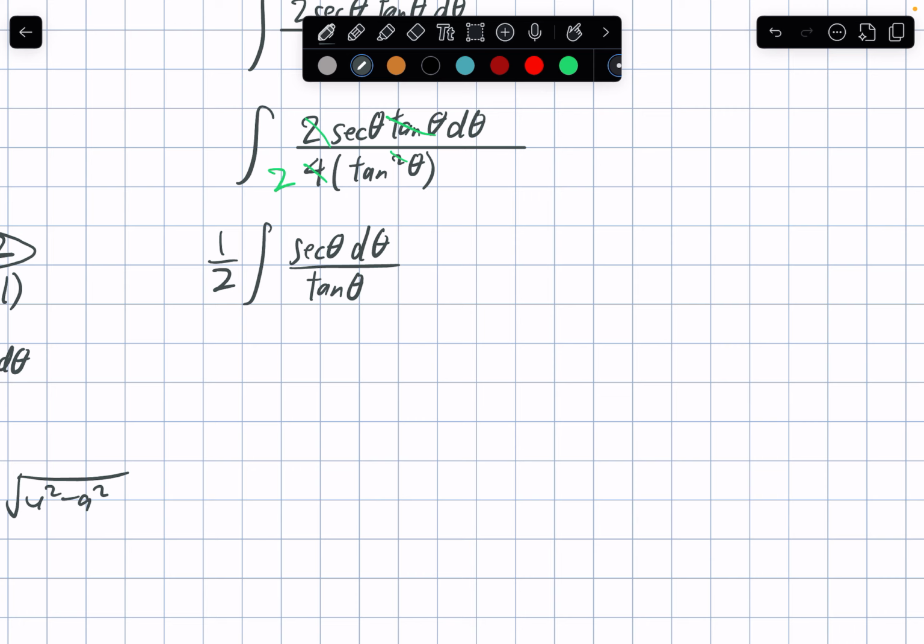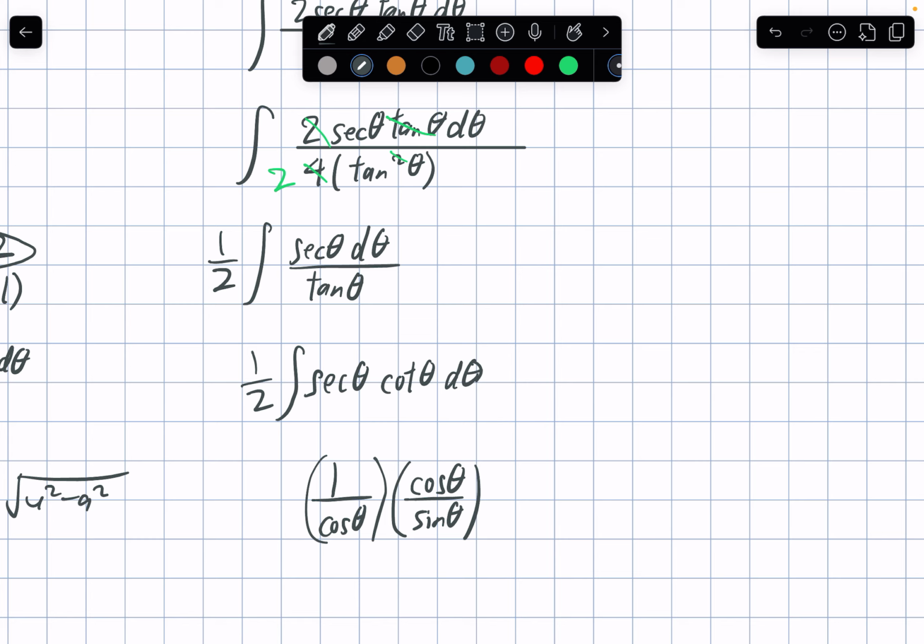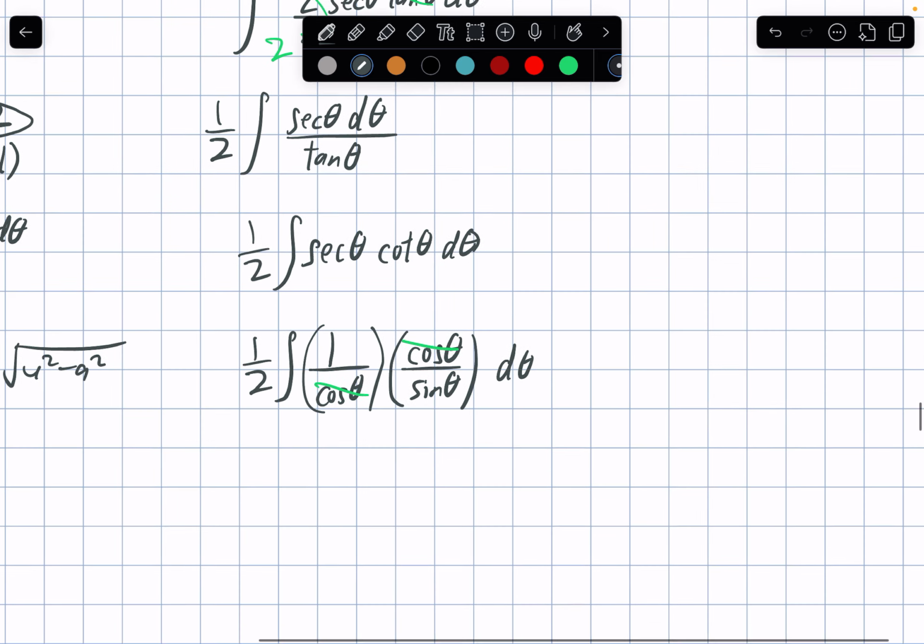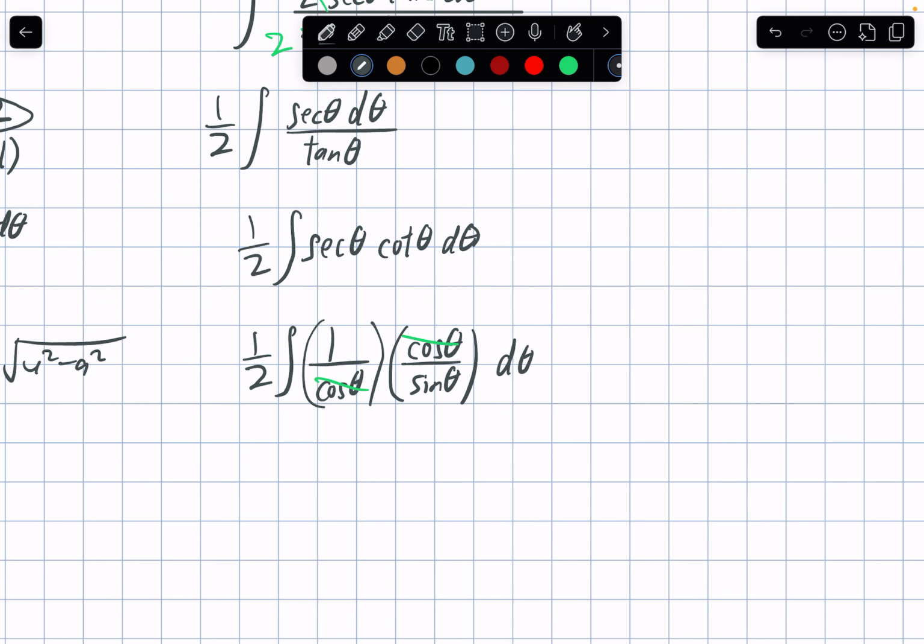Now what? We can rewrite this as secant theta tangent. The inverse of it is cotangent, right? Secant is 1 over cosine. Cotangent is cosine over sine. Now we can cancel something else. One more time. So inverse of sine is gonna be cosecant.